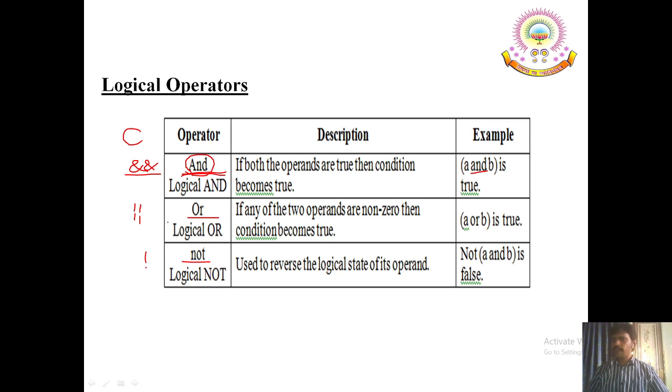The functionality is same, but the symbols are differing. If any one of two operands is non-zero, then the result is true. We know that. Then we use the NOT operator to reverse the logical state of its operand. Not A and B is true. Suppose not true is false.